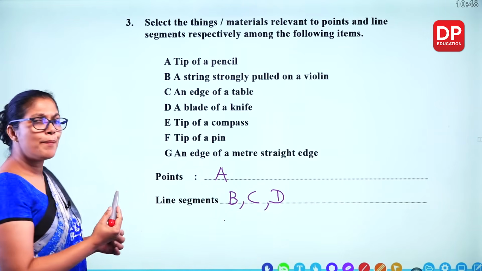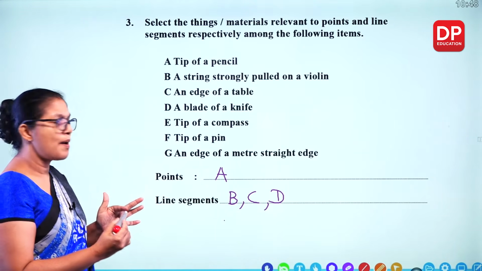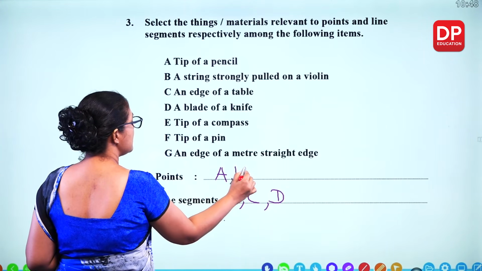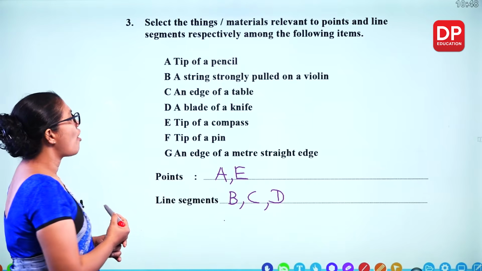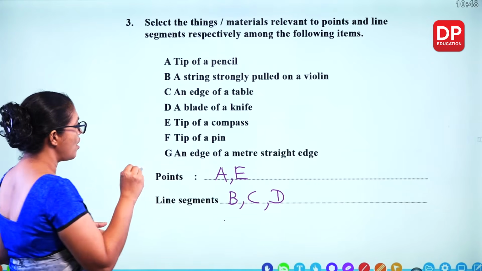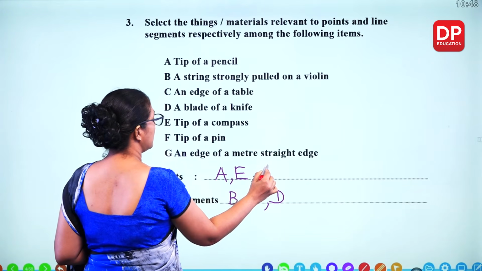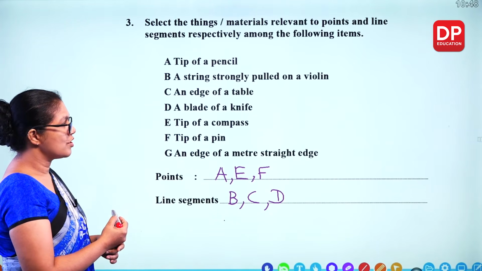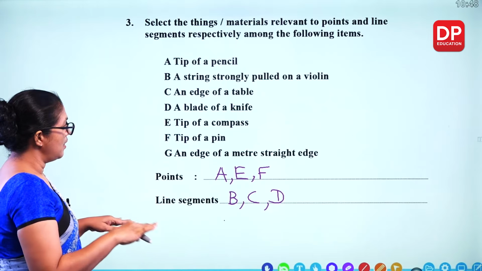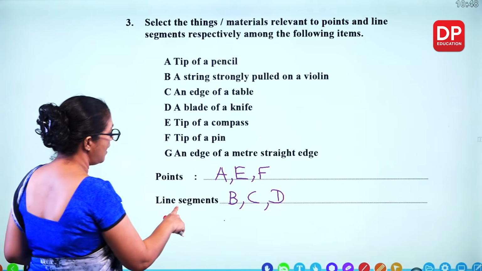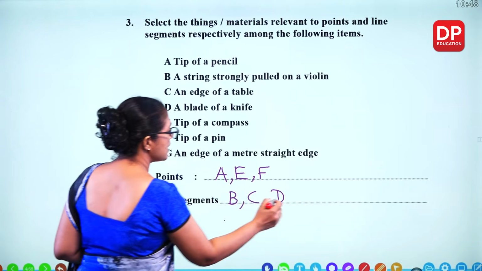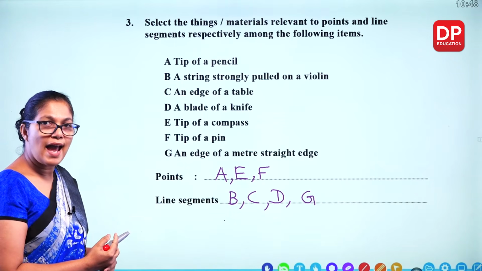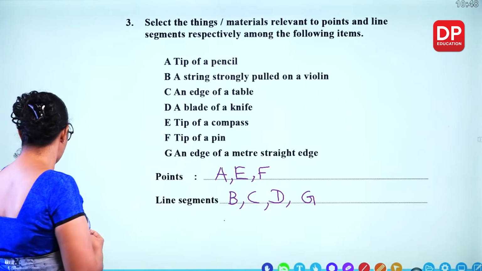Tip of a compass. So tip is just a point. So that's E is a point. Tip of a pin, that's also a point. An edge of a meter straight edge. Edge is a line segment. So now you know what are points and line segments.